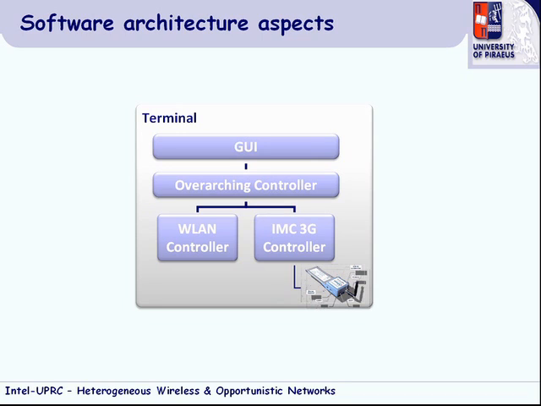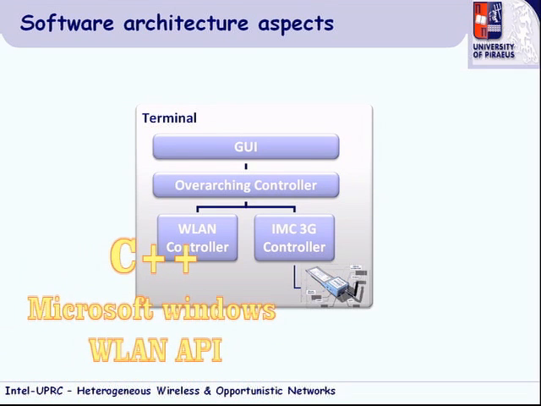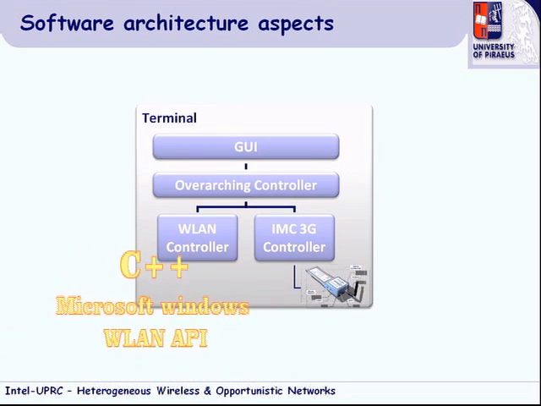The first part is the wireless LAN controller implemented in C++ programming language based on Microsoft's Windows Wireless LAN API. It is able to interact with Windows in order to retrieve the available wireless LAN networks, their signal strength, their operating frequencies, and other useful information, and of course to connect to or disconnect from a network, etc. In general, it can fully control and configure the wireless LAN interface.